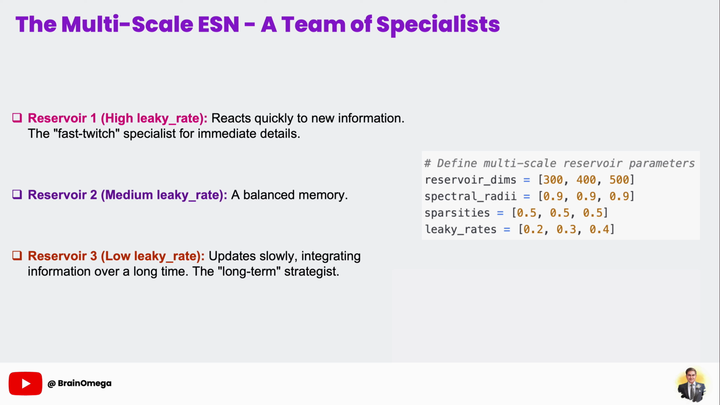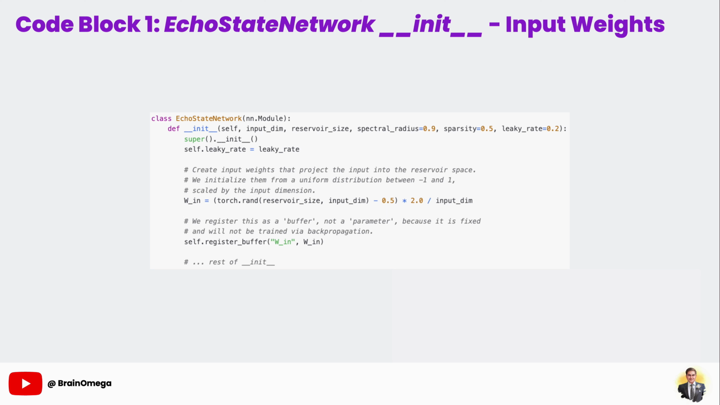The final step is to take the rich state vectors from all 3 of these specialist reservoirs and simply concatenate them together into one large superstate vector. This combined vector is then fed to our single trainable readout layer. By doing this, we are giving our decision maker the richest possible view of the world. It gets to hear from the short-term specialist, the long-term strategist, and the balanced expert all at once before making its final move. All right, let's dive into the code and build our echo state network class piece by piece.